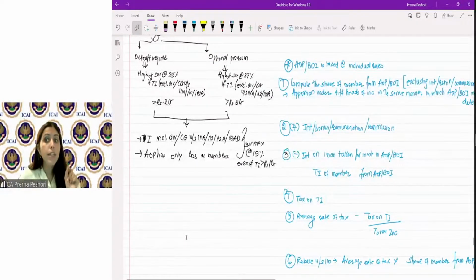Also, in case the AOP has only companies as members, the highest surcharge will be 15%.